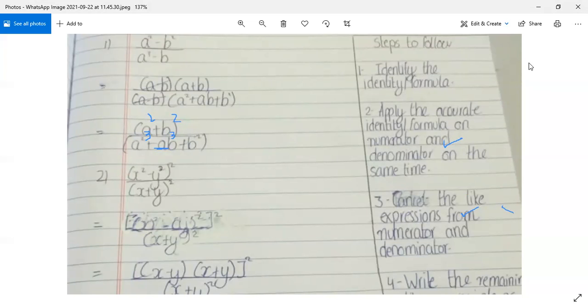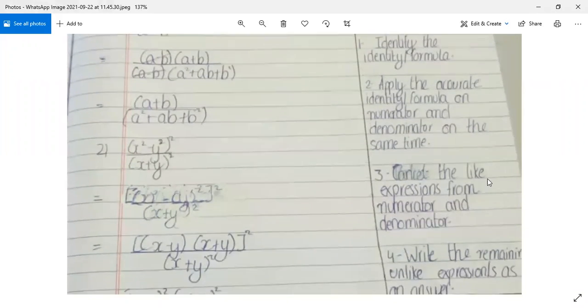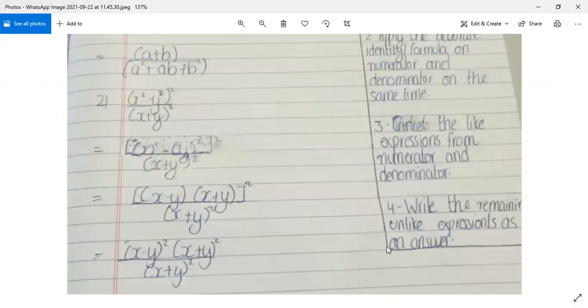Why denominator and numerator every time? Because these questions are based on algebraic fractions, algebraic expressions, and there are algebraic expressions in the form of fractions. Then the last one is to write the remaining unlike expression as an answer. Now how to do it?